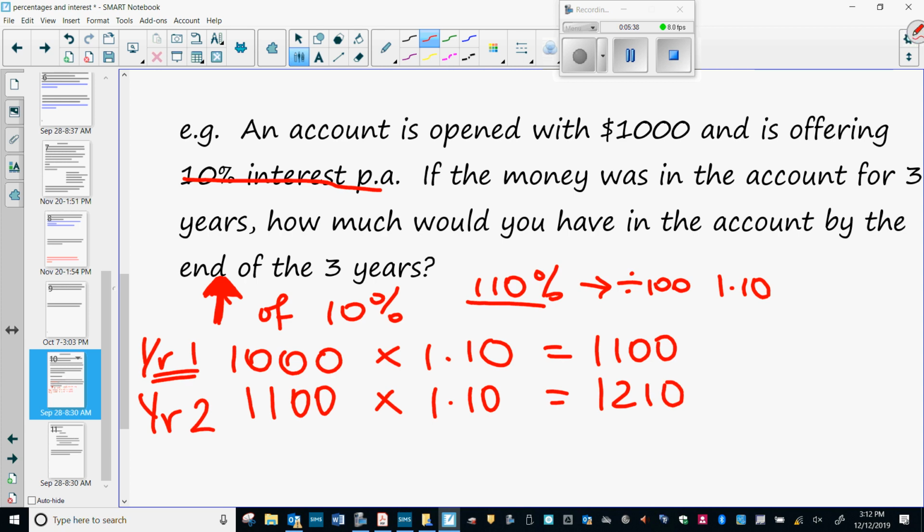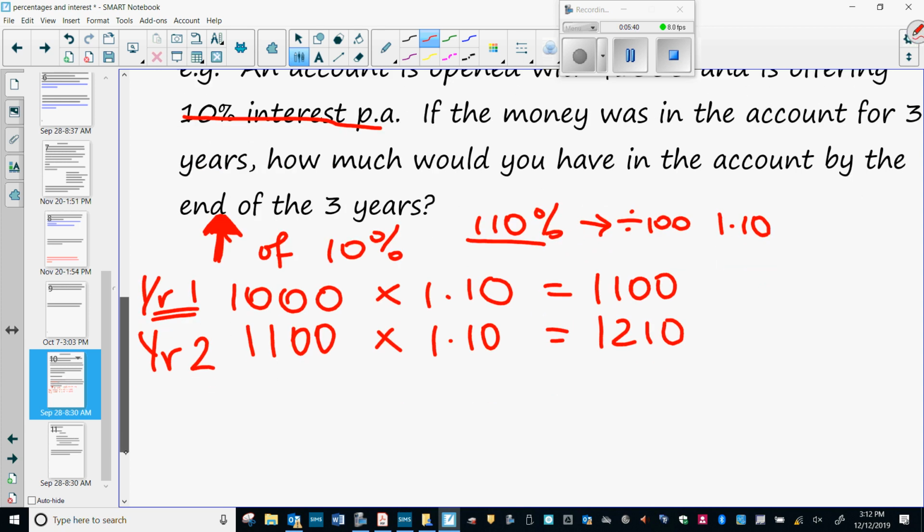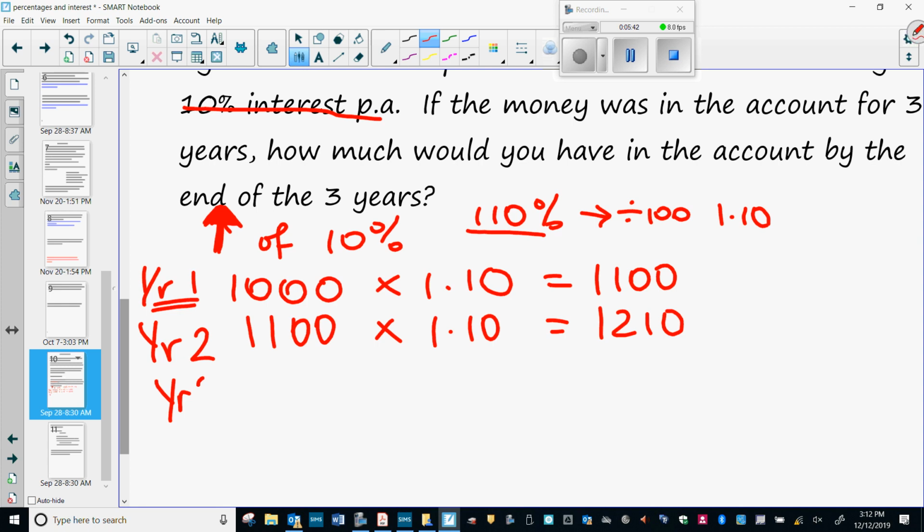1,210. Okay? Now, there's no real tricks here. Year 3, what are we going to do for year 3? We do 1,210 times 1.10. That is exactly what you want. That is 1,331.